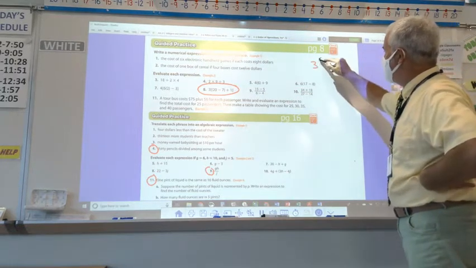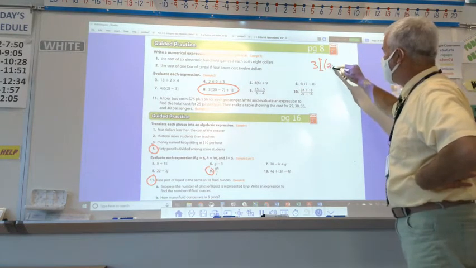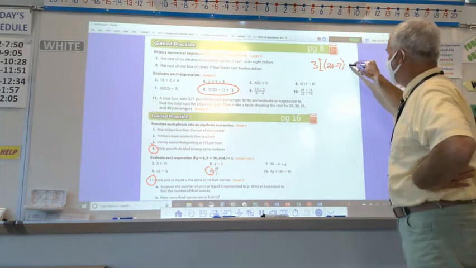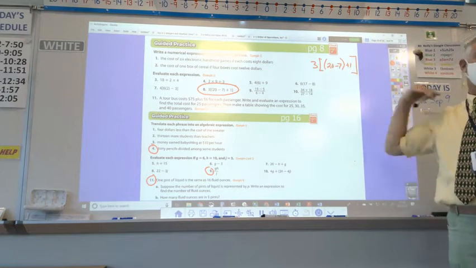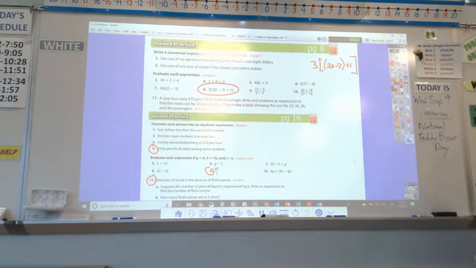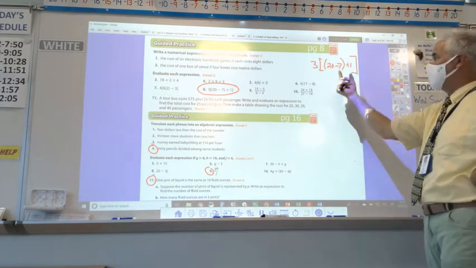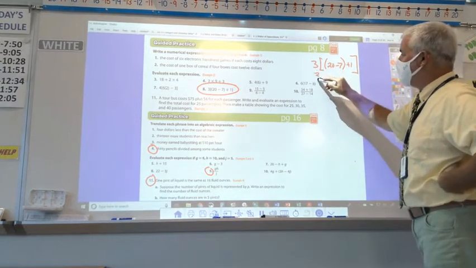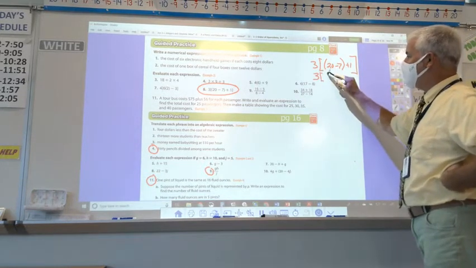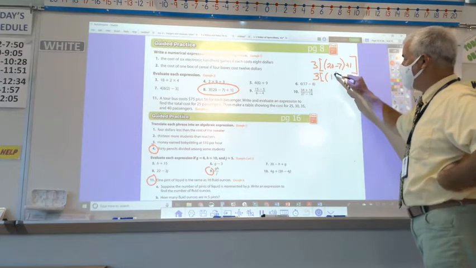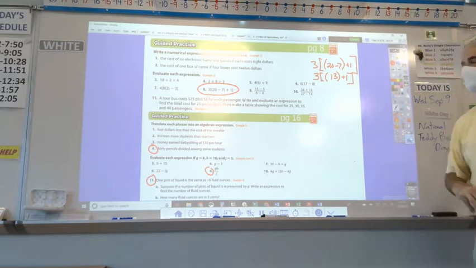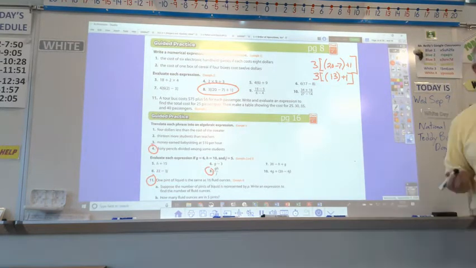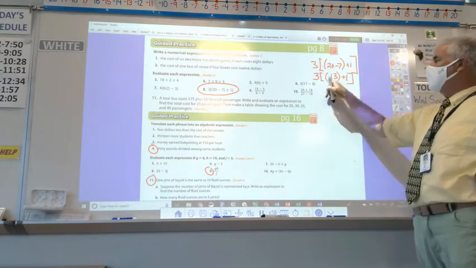3 parentheses 20 minus 7 plus 1. Okay, so I got some brackets here, some parentheses. We start with parentheses first and grouping symbols and go from the inside out. This I haven't done anything with, so I write it in there. 20 minus 7 is 13. Everything else I keep the same. I still have grouping symbols.